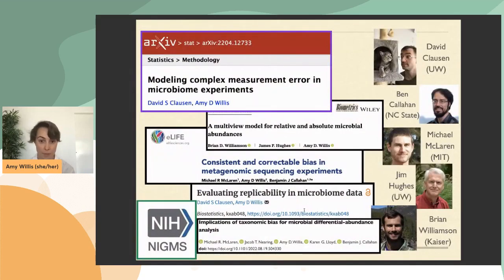This work has only been possible with some absolutely incredible collaborators and student collaborators that I've worked with over the years. Modeling complex measurement error in microbiome experiments is joint work with David Clausen, who I mentioned earlier. In addition, Ben Callahan and Mike McLaren brought me into this a few years ago with this paper, Consistent and Correctable Bias in Metagenomic Sequencing Experiments. And I'll also highlight a paper by Ben and Mike, as well as collaborators Jacob Nearing and Karen Lloyd, that talks about implications of this model for microbial differential abundance analysis.